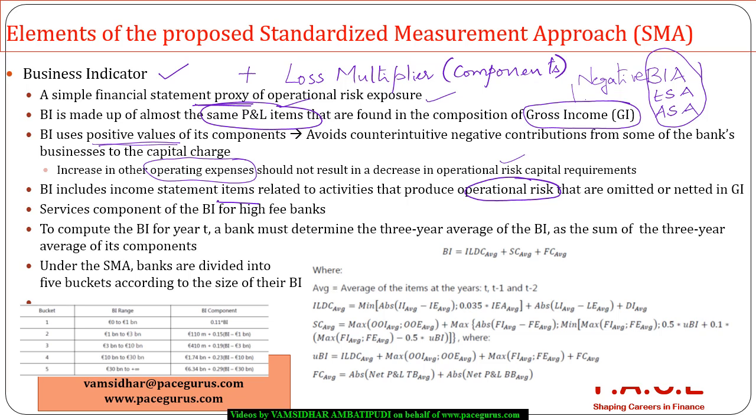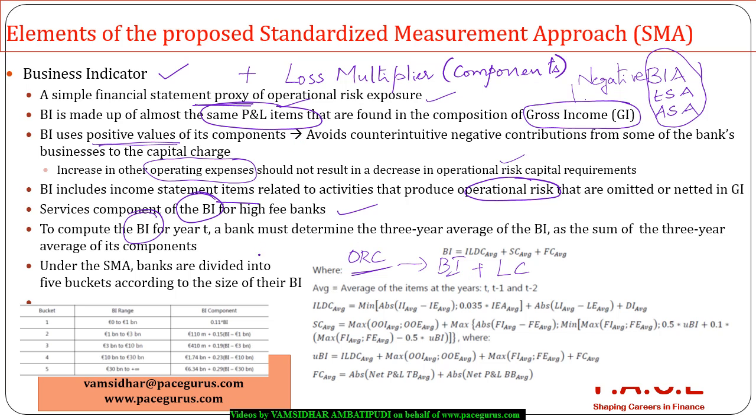We'll look at the detailed formula for all of that, but there is a services component of the BI for high fee banks. Now, overall, if I have to compute the business indicator, it is one major component of my operational risk capital. If you see the operational risk capital formula a few slides later, you will see that BI is one of the major components, and along with that there is a loss component, or the internal loss multiplier.